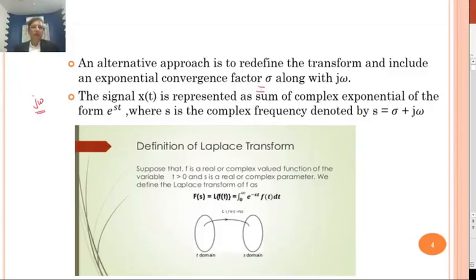This Laplace transform is named after the great French mathematician and astronomer Laplace, who first presented this transform and its application to differential equations. In case of the Laplace transform, the signal x(t) is represented as the sum of complex exponentials of the form e raised to st, where s is sigma plus j omega. And for the Fourier transform, the signal x(t) is represented as the sum of complex exponentials of the form e raised to j omega t.